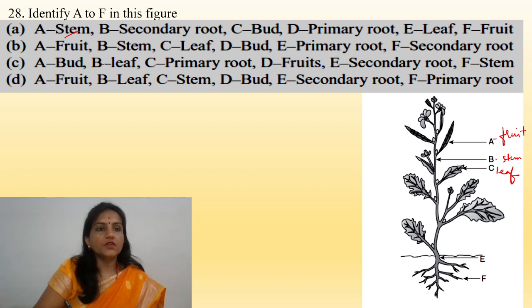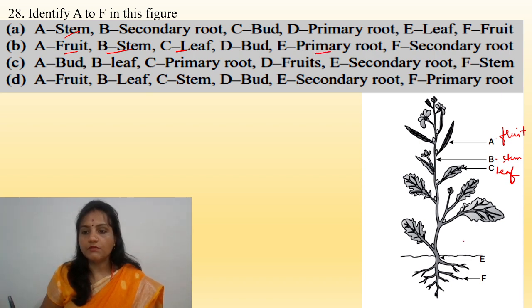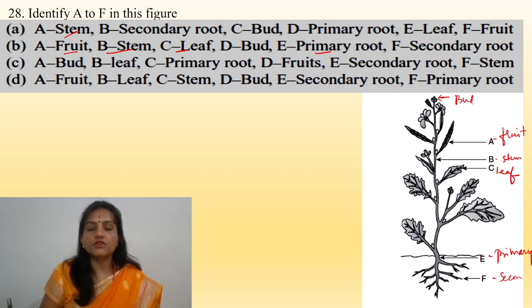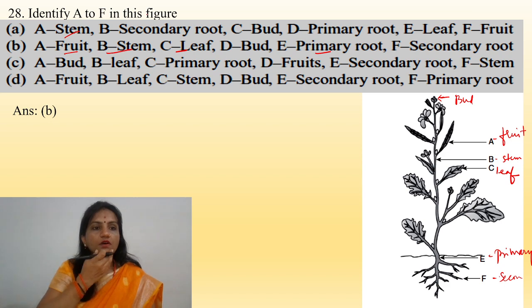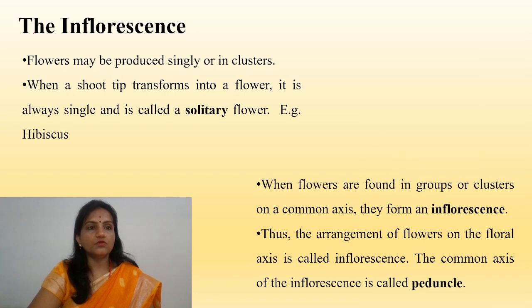It is B. Okay. B is stem, A is fruit, C leaf, correct? So D, where is D? D is what? I think it is missing. E is primary root. Of course, this is primary root. And F is secondary root. So this must be D. I think this has gone behind the question. So D is better. So the answer is option B. This is the right option. Okay, let's move on to the next question.